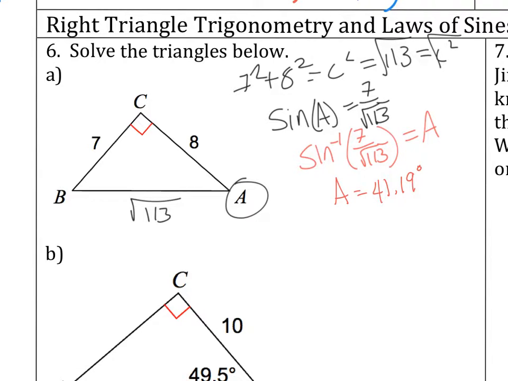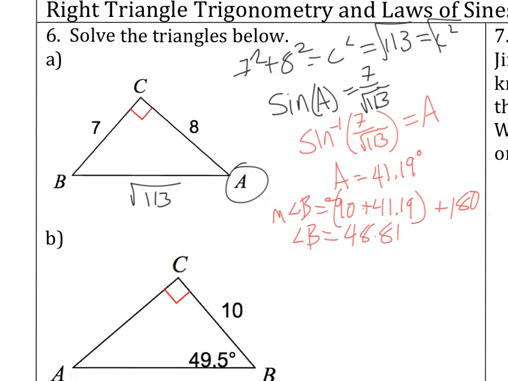When I evaluate that, I get A is equal to 41.19 degrees. I can use the fact that the three angles of a triangle add up to 180 to figure out angle B, and do something like the measure of angle B is equal to 180 minus 90 for that right angle, minus 41.19. I did this in kind of a backwards way, but the gist of it is that if I do 90 minus 41.19, I get that angle B is 48.81.